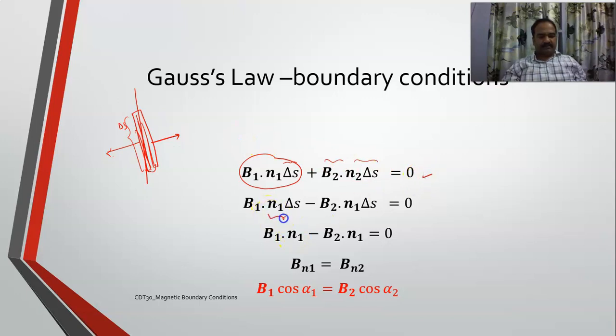So this can be taken, if I consider delta S as common and send it to the other side. This is my expression. So both n1 and n2 are the same, right? But they are in opposite directions, right? So that's why if I remove them, what I'll be getting is Bn1 is equal to Bn2. I can directly write it. Bn1 is equal to Bn2. That is B1 cos alpha 1 is equal to B2 cos alpha 2.